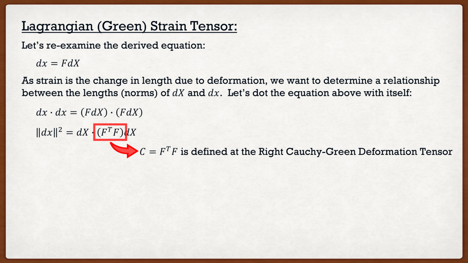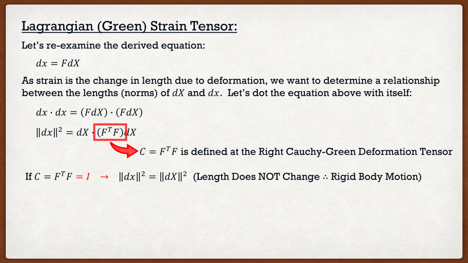And because of this, we can actually start to derive some very nice properties. So the first one is, let's just say, I'm not saying that it is, but let's just say that C, which of course is equal to F transpose F, is equal to I. Well, if that's the case, then we basically end up with dX dotted with dX, which is equal to the norm of dX squared. Now, if the distance between those 2 points does not change after deformation, therefore there's actually no strain. The length remained the exact same. Therefore, we have rigid body motion. So that, of course, is the case when C is equal to I.